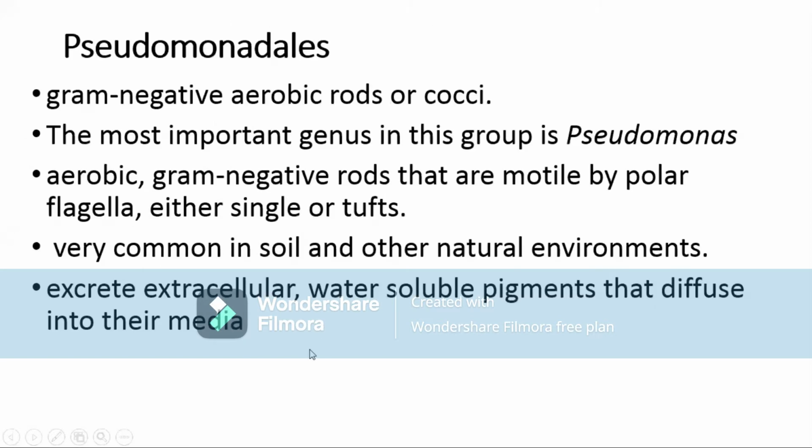So Pseudomonadales, because its name indicates that one of the most important genera of this group is Pseudomonas. Pseudomonas is known for many differentiating properties, and again they are gram-negative rods or cocci, and they are aerobic in nature. An important genus is, I told you, Pseudomonas, and they are motile. Motility is because of a single flagellum, or maybe a tuft of flagella, which are present at the poles, not on the entire bacterial surface, right?